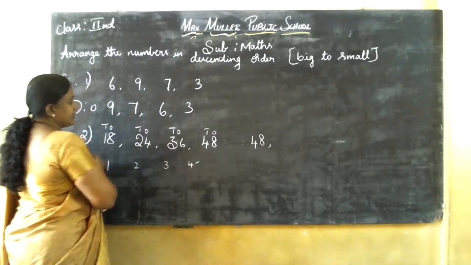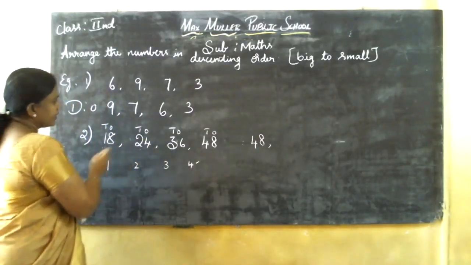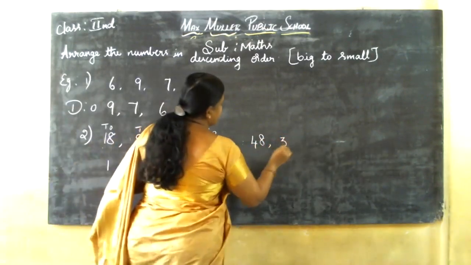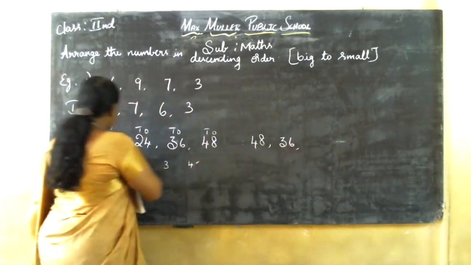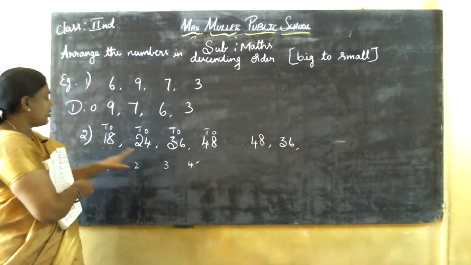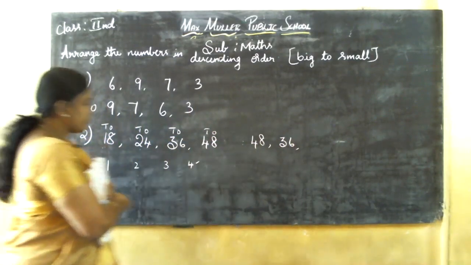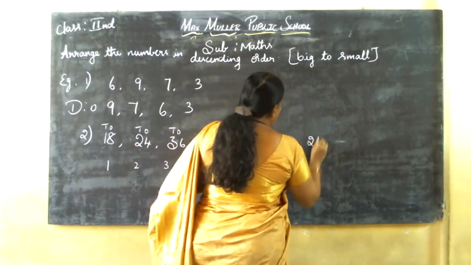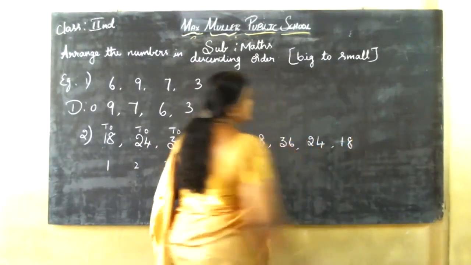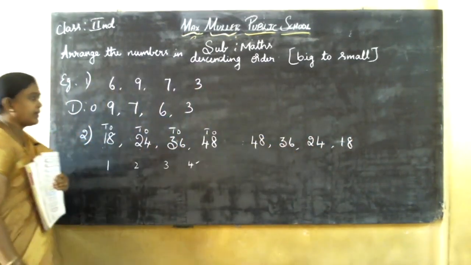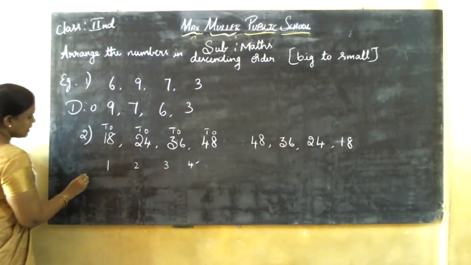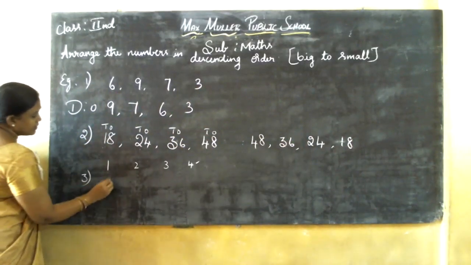1, 2, 3. Which one is bigger here? 36. Next, in these two numbers, which one is bigger? 1 or 2? 2 is the bigger, so 24. After that, 18. Understood, children? Like that you want to write. One more example.